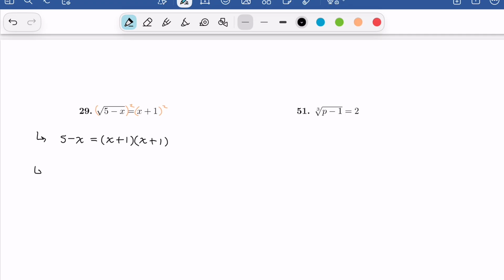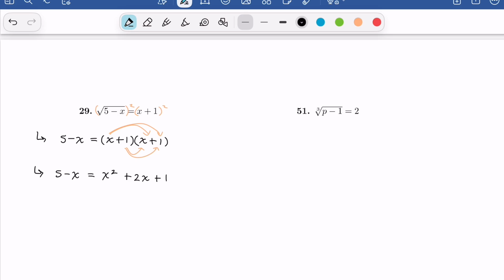All right, let's keep simplifying. Again, we want to solve this equation, so we want to solve for x. So what we're going to have to do is expand this product here, and then try to combine like terms and potentially factor this guy. So we're still going to have 5 minus x on the left-hand side. On the right-hand side here, we're going to have x squared plus x plus x. So we're going to get x squared plus 2x plus 1.